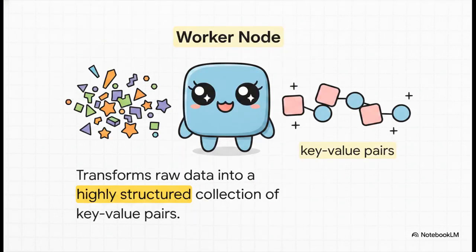Now, what's really fascinating about this output is how that raw, chaotic data is instantly filtered, sorted, and transformed into a highly structured collection of key value pairs. Literally, we've taken a mountain of unstructured data and mapped it into millions of uniform, neatly organized pairs that are now scattered across the entire cluster.